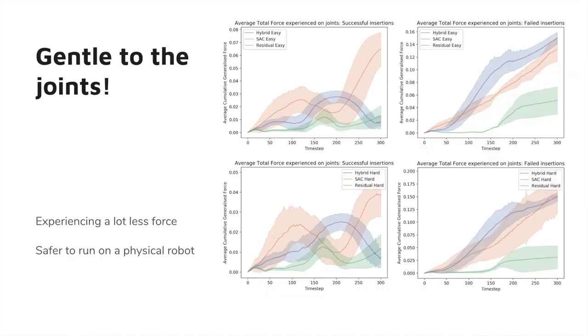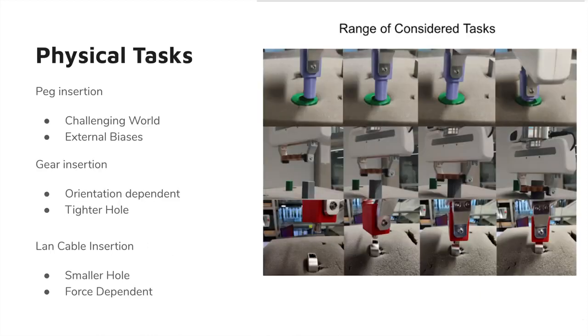Upon examining the total amount of force experienced on the robot joints during an episode, we found out that residual learning from demonstration results in a lot less forceful solution, which makes this policy safer to run on a physical robot. We proceed our evaluation on the three insertion tasks described before. To recap, we consider three different in complexity tasks, namely peg, gear, and LAN cable insertion.